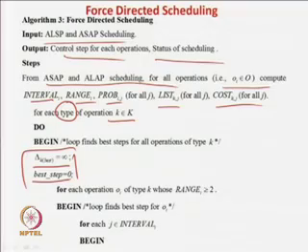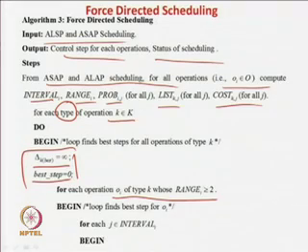Now, what do we do? For each operation of type k whose range is greater than or equal to 2, because if range is 1, we have already seen that there is no flexibility in movement. So, we should forget about them. Wherever they are scheduled, their probability is 1 and they are scheduled over there. So, you can just keep it over there. You need not bother about those cases. You have to bother only in cases of operations whose range is greater than or equal to 2.